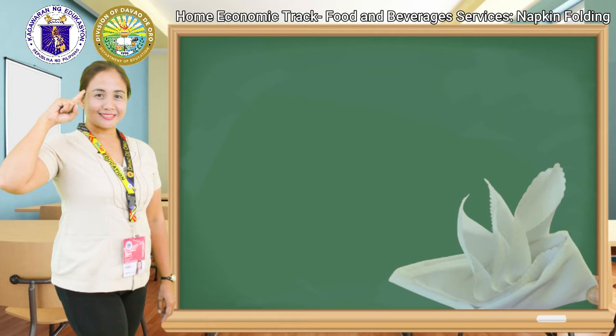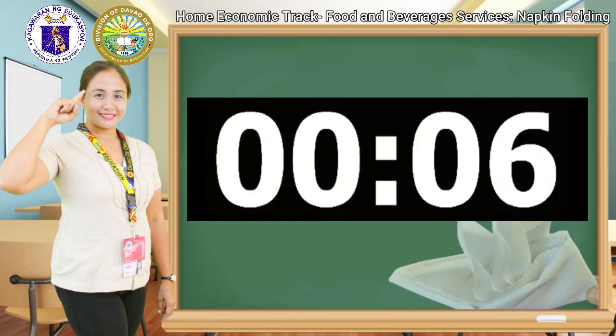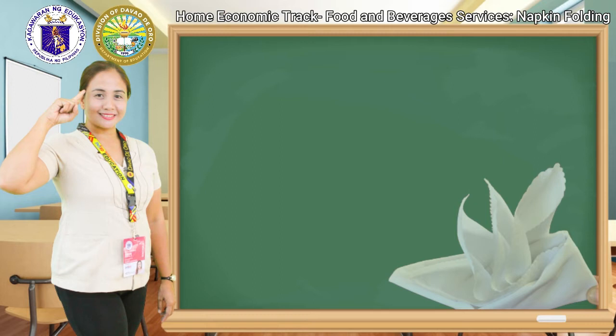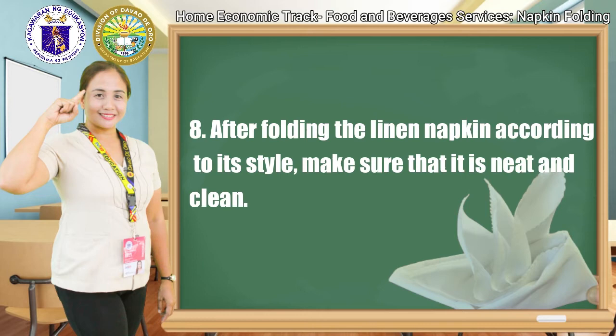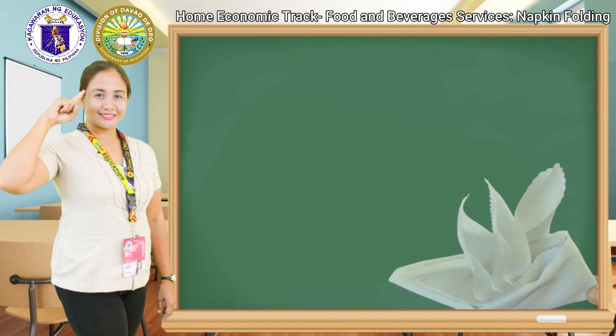Yay! Number 7. In Bird of Paradise, while holding the base firmly to keep your folds together, pull up the two flaps created by the napkin's corner. True or false? Well, the answer is false. Number 8. After folding the linen napkin according to its style, make sure that it is neat and clean. True or false? You're right! The answer is true!